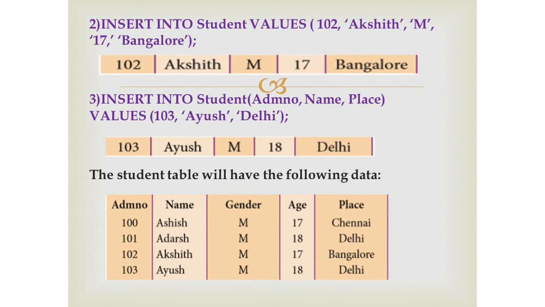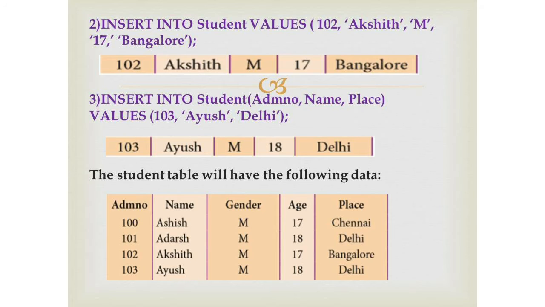The command to add values into the student table can also be used in the following way. This is one more method. You can insert the values. Insert into student. Student is a table name. Values. What are the values you are going to insert? 102, Ashit, M, 17, Bangalore. So that third row will be automatically inserted in the student table. Okay. If you're going to enter for all the columns, you can use this method also.